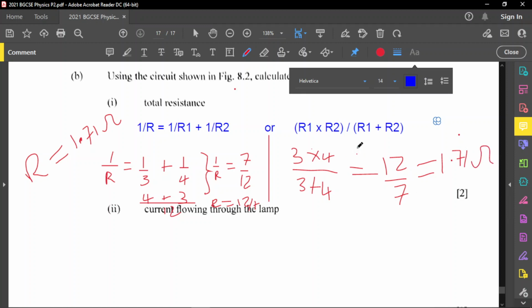So whichever method you use, you get the same thing. If you have two resistors in parallel, it is the product of the resistors over the sum of the resistors. Or I can just say 1 over RT equals 1 over R1 plus 1 over R2. And if you have more, then you can keep on doing like that.